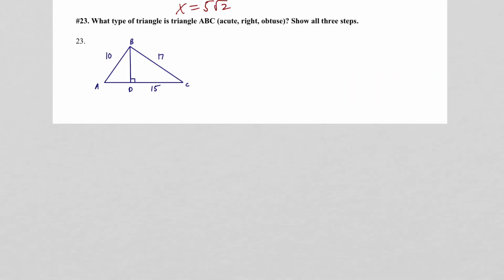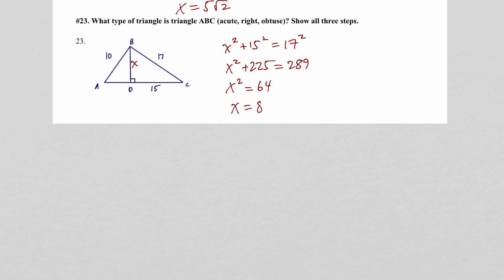In order to determine what type of triangle this is, I need to know all 3 sides. I know this, so I need to know this. Right now, I only know this, so I have to find this. Okay, so first of all, I'm going to find this, and we'll call this x. So x squared plus 15 squared is equal to 17 squared. So x squared is equal to 289 minus 225, which is 64. So x is the square root of that, which is 8. Now, this is 8, so let me write that in.